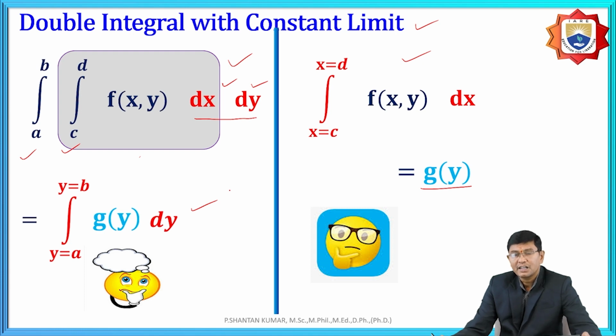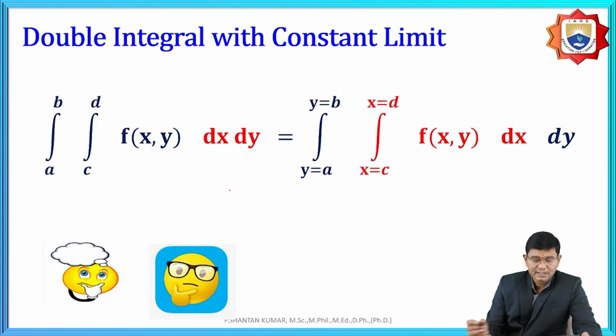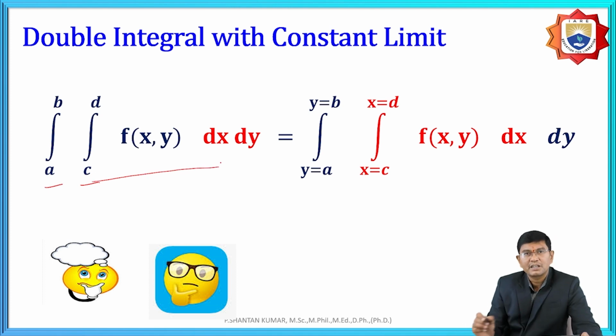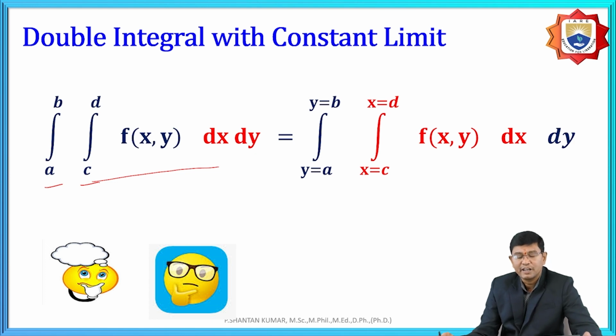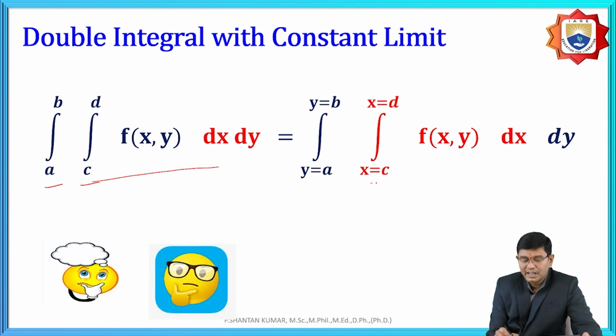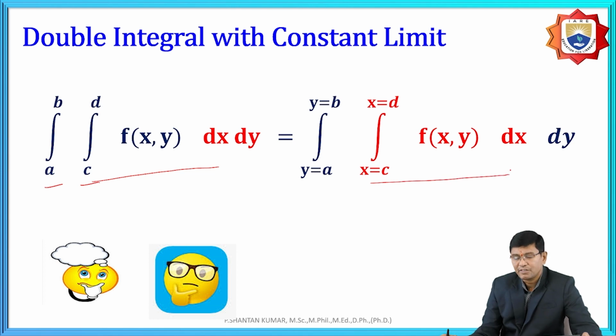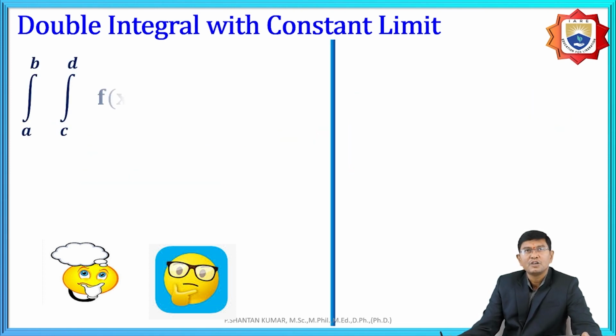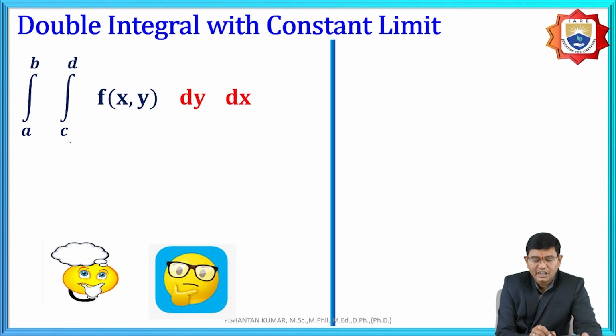Here the limits are constant terms. For example, the limits are c and d, and a comma b. That means here we integrate first with respect to dx, and after that with respect to dy. Otherwise, it is treated as x equal to c and d, f of x comma y into dx, and after that integrating with respect to dy. And on the other side, for example, the limits are c to d, the function is f of x comma y into dy, and after that dx.